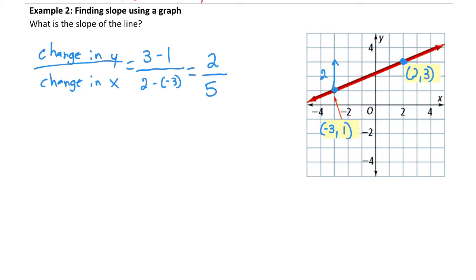Up 2. Right, 1, 2, 3, 4, 5. So the change in y is +2. The change in x is +5. And you notice how I went left to right to get my rate of change, to get my slope. So on a graph, you can simply just count. I'm going to show you mathematically how to find it using this. This doesn't have to make sense right now, but it will in a minute.